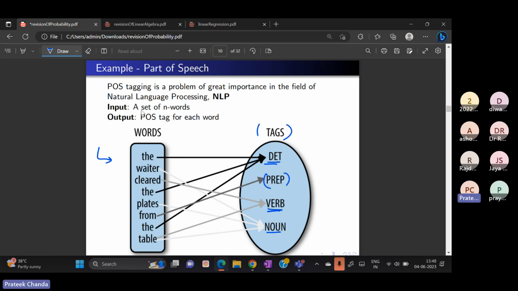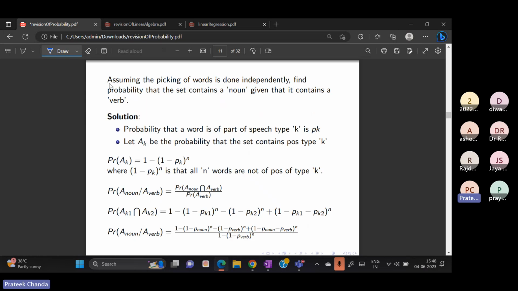And so we have a set of n words. S is the set here, and its cardinality is n. My problem is I want to output the POS tag for each word in S. Now I come to a question here. Let's say I assume the picking of words is done independently from the set S. I pick word one or word two, and this can be done independently of each other.